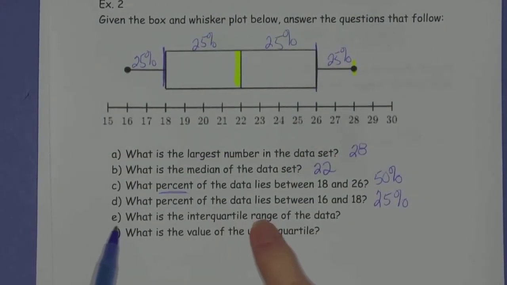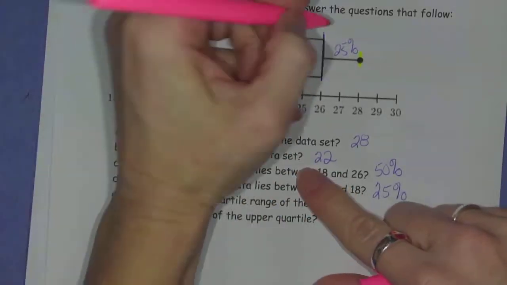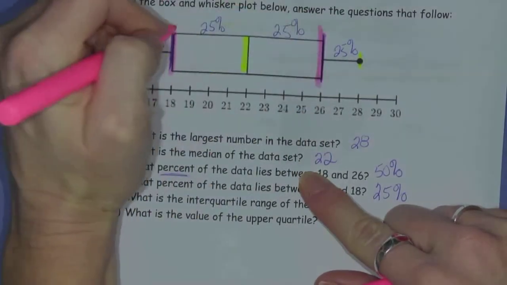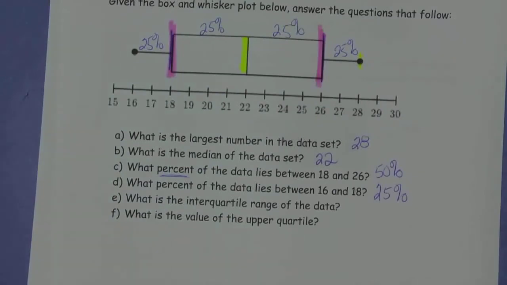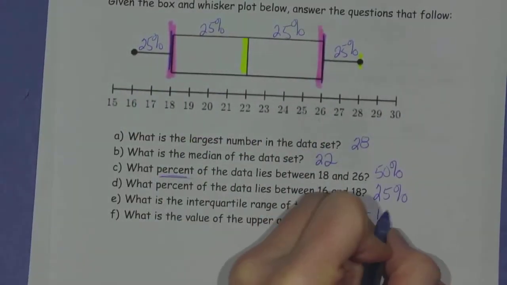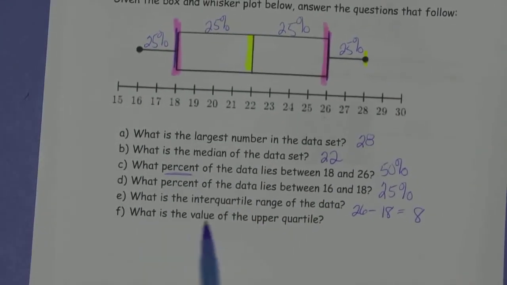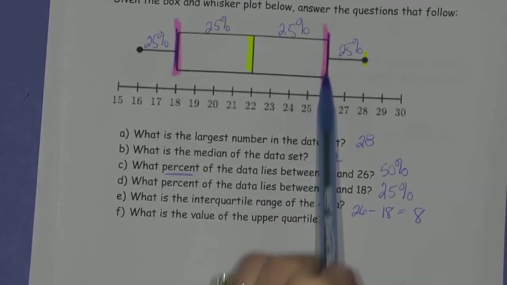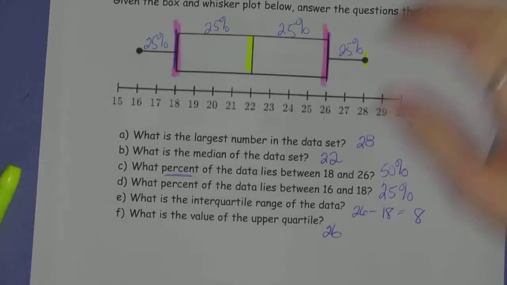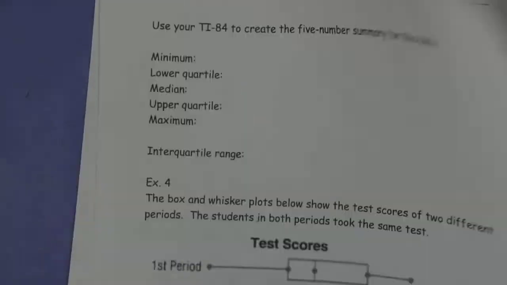What is the interquartile range of the data? Well, remember, interquartile range is Q3 minus Q1, upper quartile minus lower quartile. So let's take 26 minus 18, and that's 8. And last but not least, what is the value of the upper quartile? That's this guy. That's 26. So reading box and whisker plots is fairly easy, I think. Let's go on to our final page here.